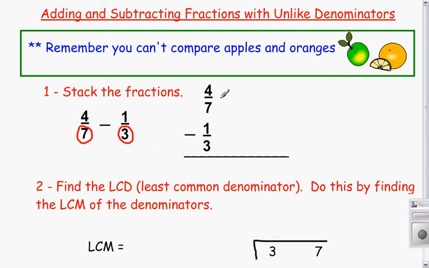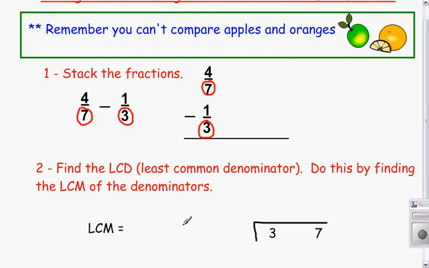So our goal is to create equivalent fractions, fractions that are equal to 4/7 and 1/3, that have the same denominator. The first step, whenever we notice that the denominators are different, we want to stack them. And you'll see why that makes our job a lot easier later on. So I need to find a number that is a multiple of both 3 and 7. So I'm going to find the least common multiple of 3 and 7 so that I can use that to create my equivalent fractions. We call that the least common denominator, and we complete that by finding the least common multiple.